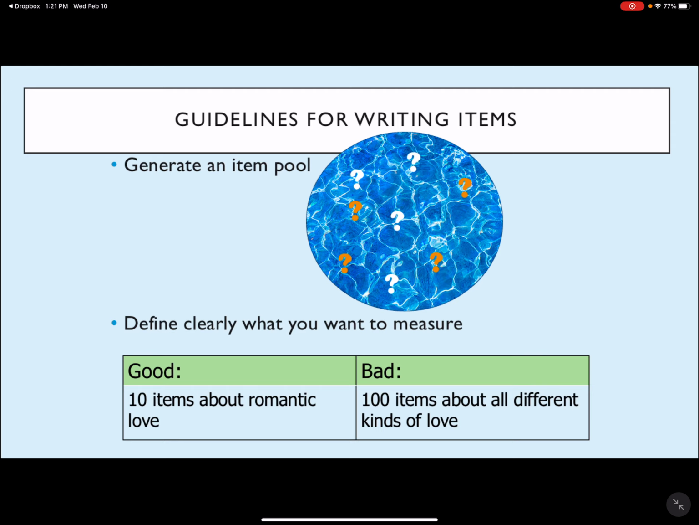The other thing you want to do right at the beginning is to define clearly what you want to measure. So let's say I want to do Yankura's love test. So I want to do a love test.